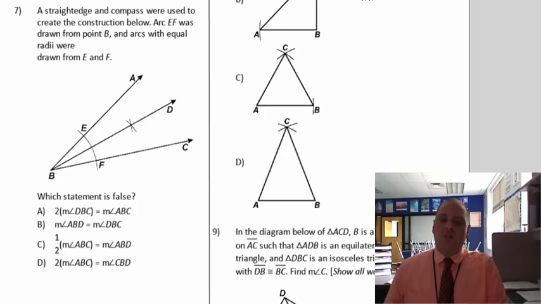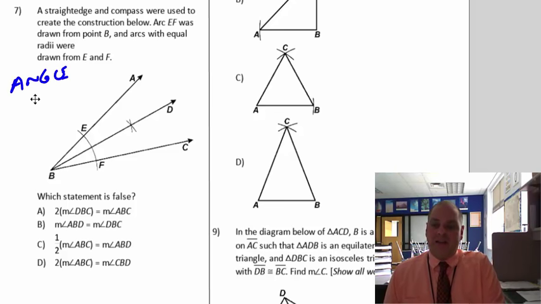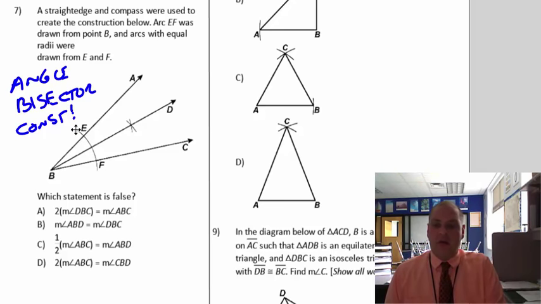So you should be able to tell that this is an angle bisector construction. Okay, you should just be able to tell by looking at it. They connected the two rays and then made the arcs here, and then we connected to that point in between those arcs, and that's how you do an angle bisector. So which statement is false?